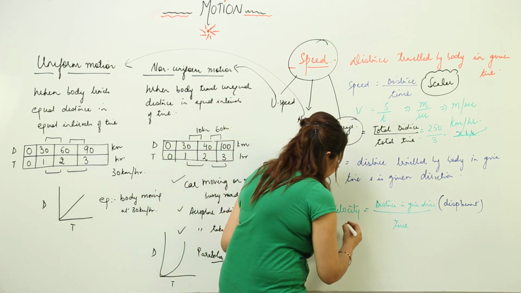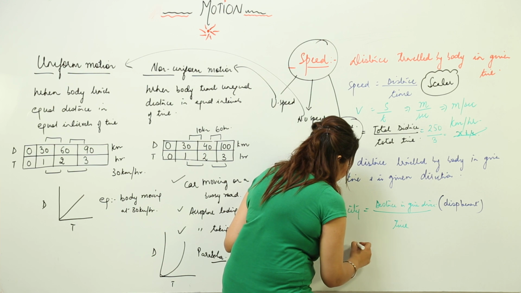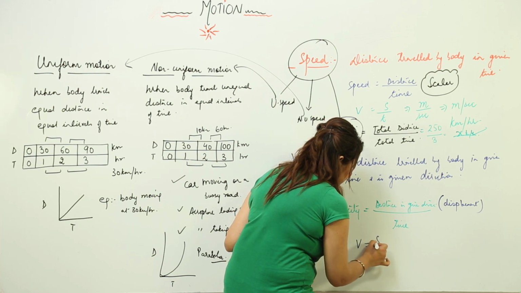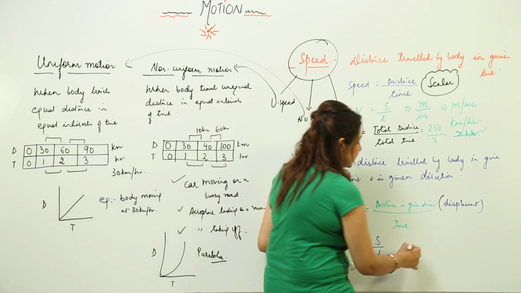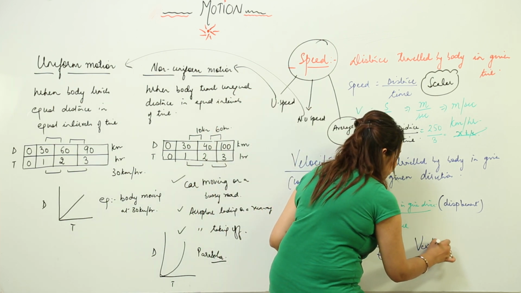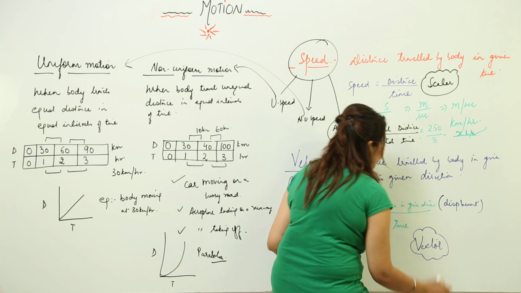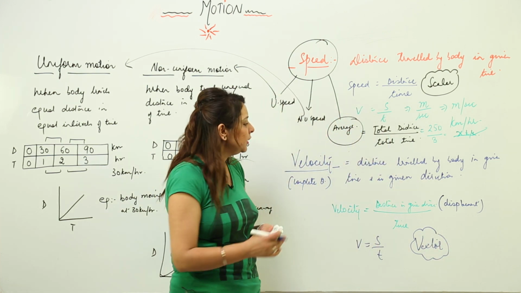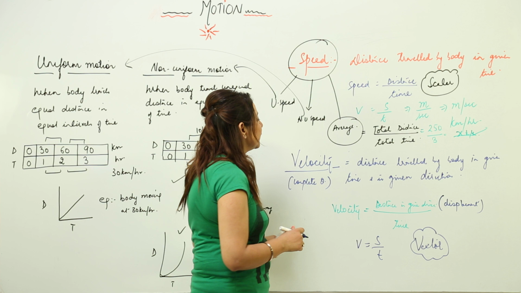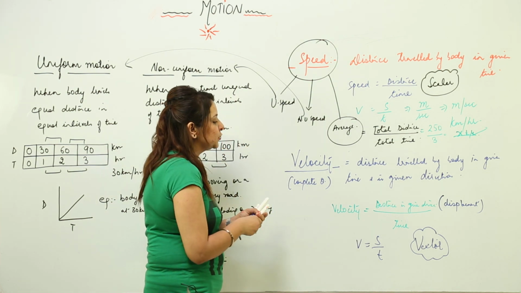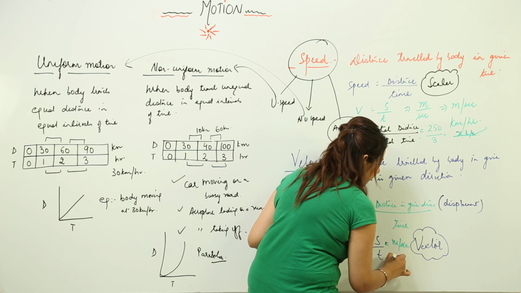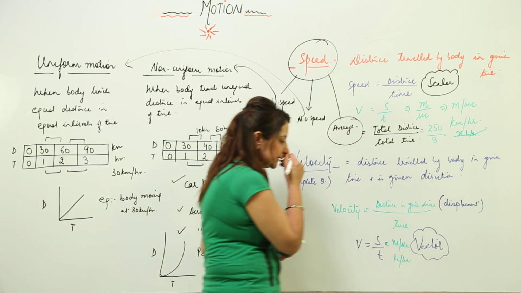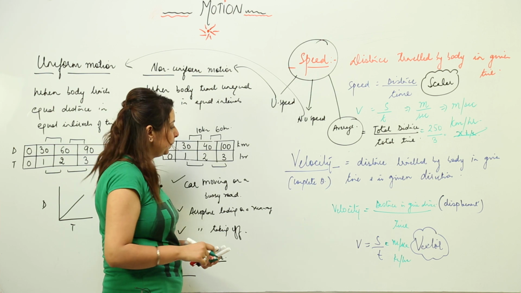If we talk about the symbols, velocity is again denoted by v, displacement is s, and time is t. As it depends upon displacement, it gives a particular direction. So it is a vector quantity because it specifies magnitude as well as direction. Now if we talk about units, it has the same units as speed: meter per second and kilometer per hour.